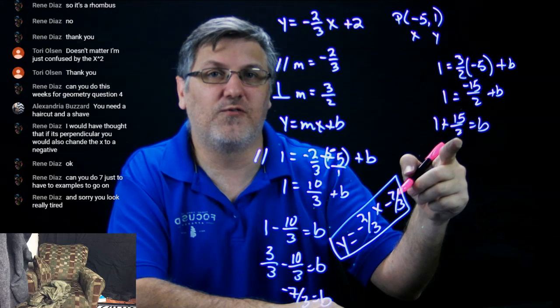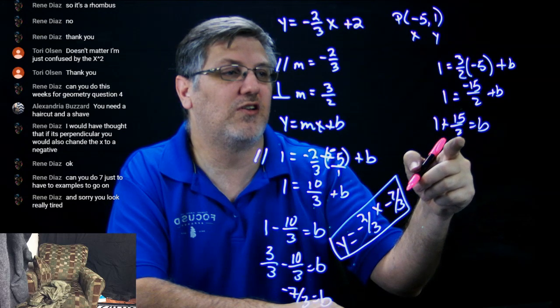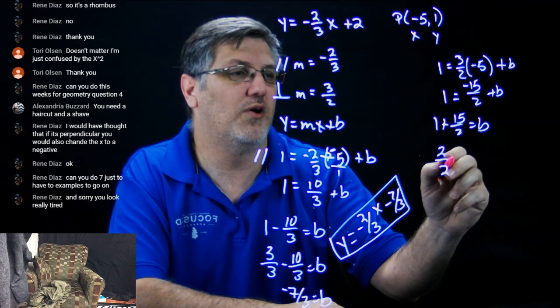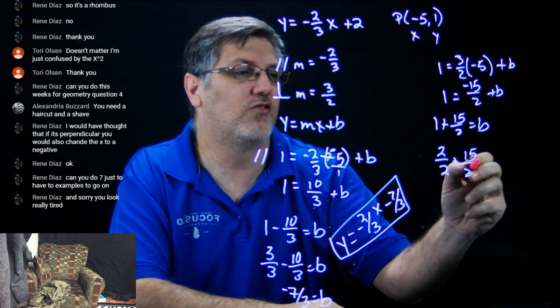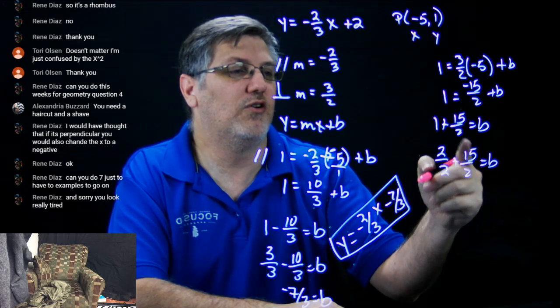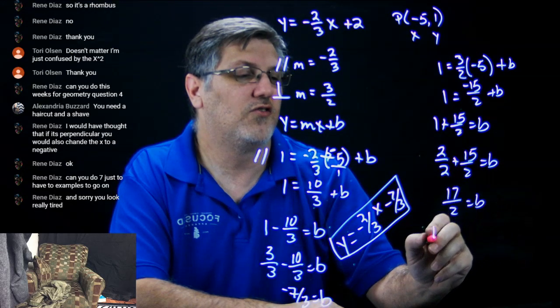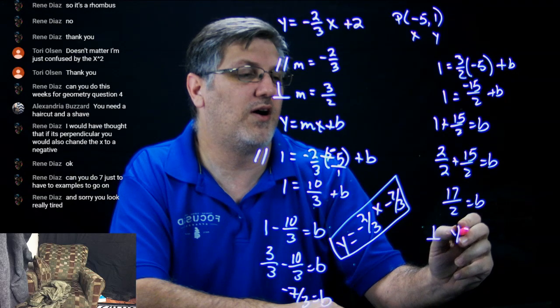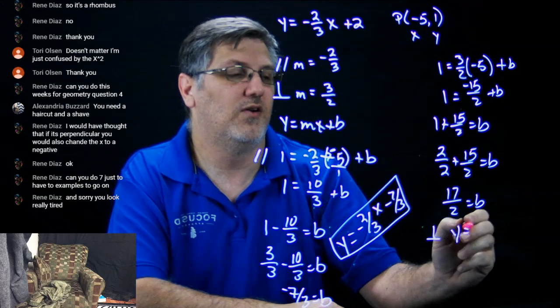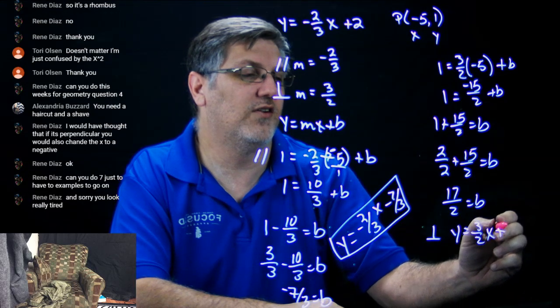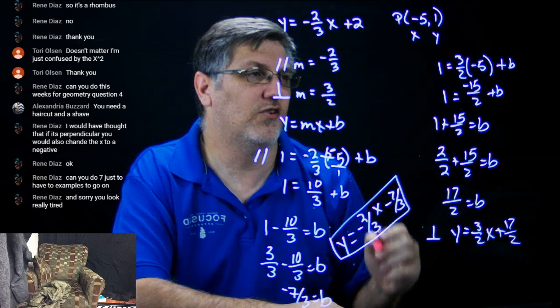Adding fractions with different denominators, when you have 1, just look at the other denominator and write it like so, 2/2, because that's still 1, plus 15/2 equals b. Now we just add my numerators, gives me 17/2 equals b. So my perpendicular equation is going to be y equals my slope, 3/2 x plus, because it's positive, 17/2.